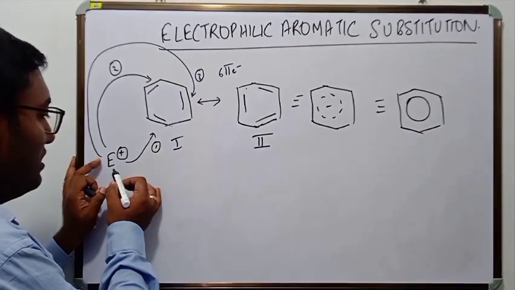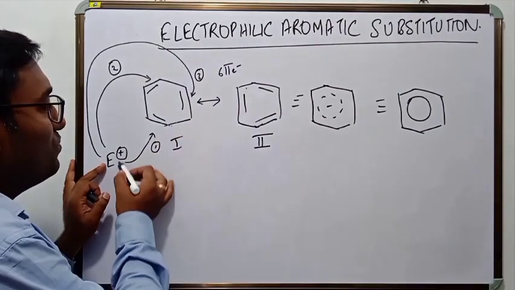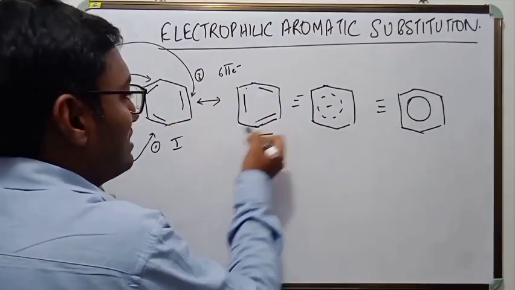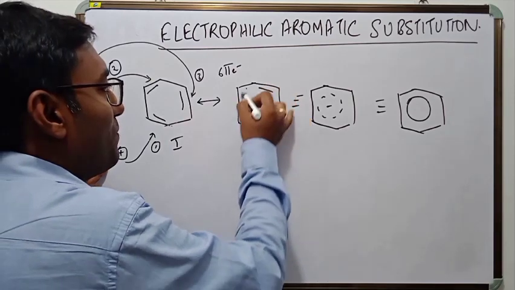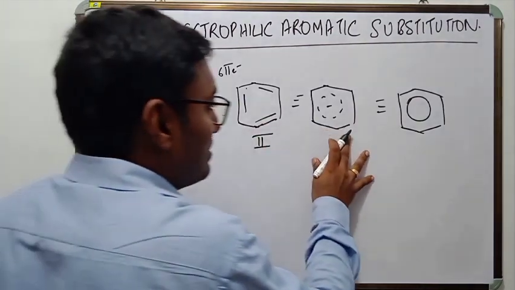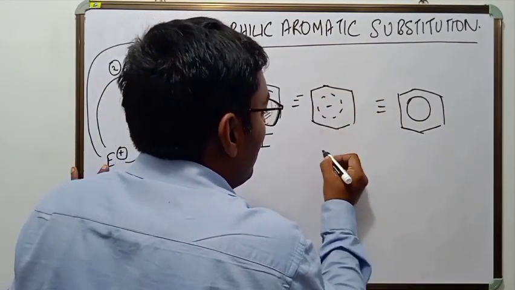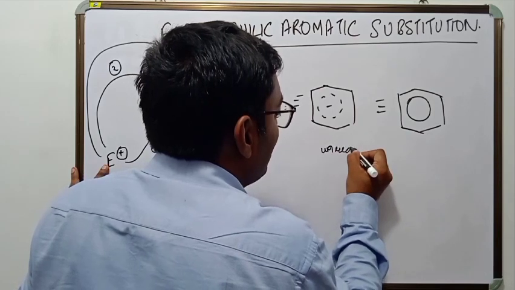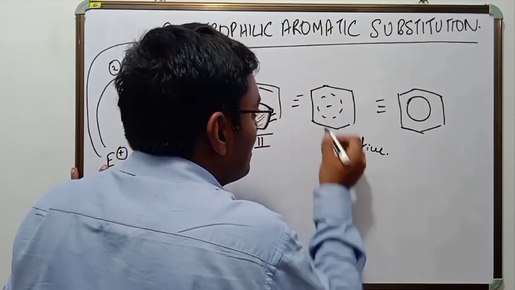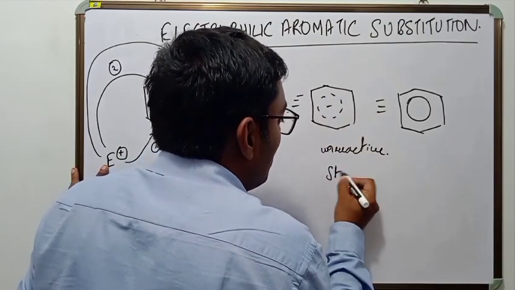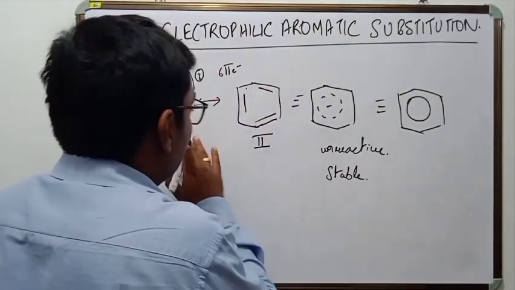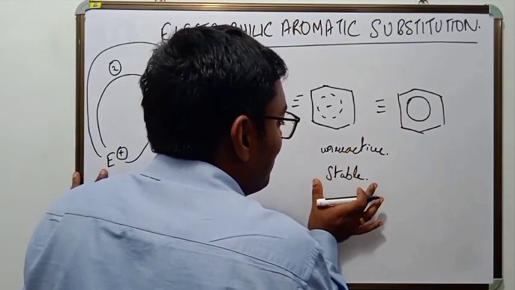Now coming back to our electrophile, the electrophile is trying to catch an electron pair from the benzene ring, but it is unable to do so because the electron pair is in resonance. The 6 electron pair is in resonance. This makes the benzene ring very unreactive, because the electrophile is not able to catch the electron pair. Therefore this makes the benzene ring very stable. So delocalization of the 6 pi electrons makes the benzene ring very stable.